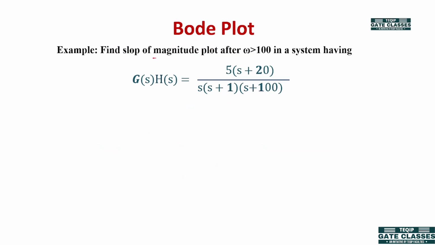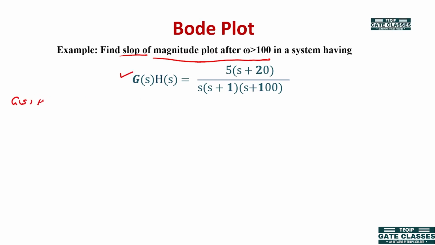Here we have to find the magnitude plot, the slope of magnitude for omega greater than 100. In this plot we need to plot only the magnitude plot, and we need not draw the phase diagram plot, as the question requires only the magnitude plot. So first we convert this into time constant form.